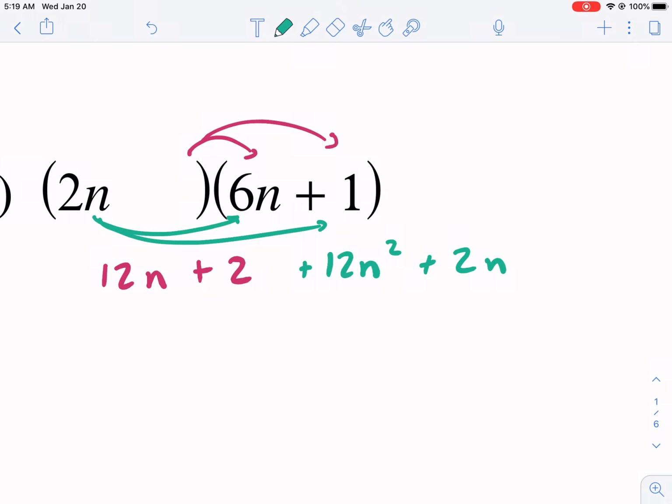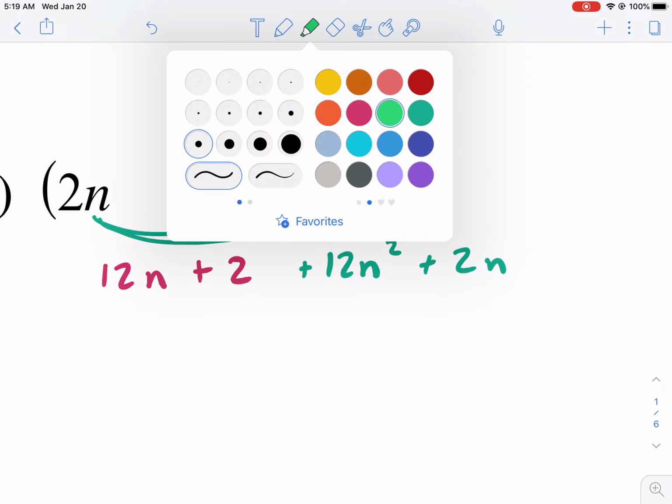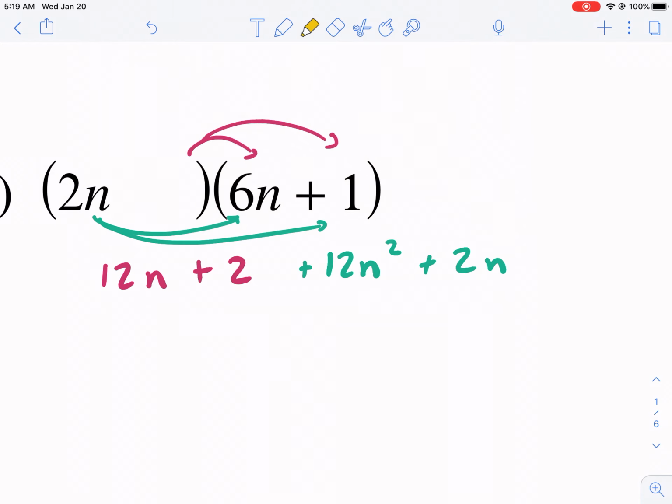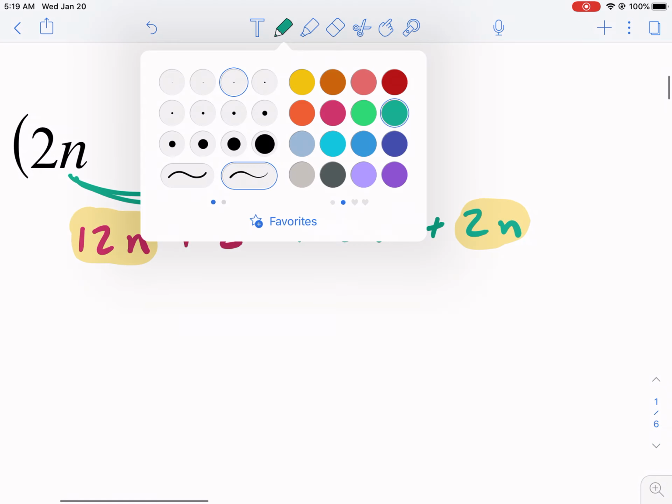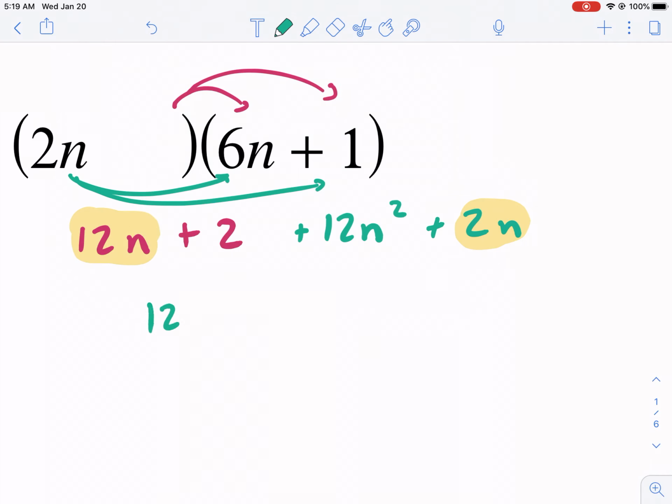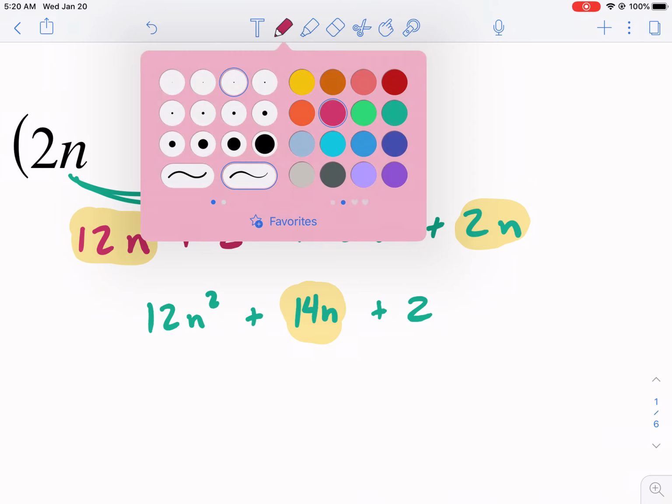Whenever you multiply binomials, 99.9% of the time, you're going to have a necessity to combine like terms. So we have like terms right here. There are some terms that you can't combine. For example, the 12n squared and the 2 you can't combine. But we can combine the 12n and the 2n. So we're going to write it in descending order, the biggest power first, standard form, followed by the next highest. So we get 12n plus 2n gives us 14n, and then plus 2 at the end. And that's going to be our final answer.